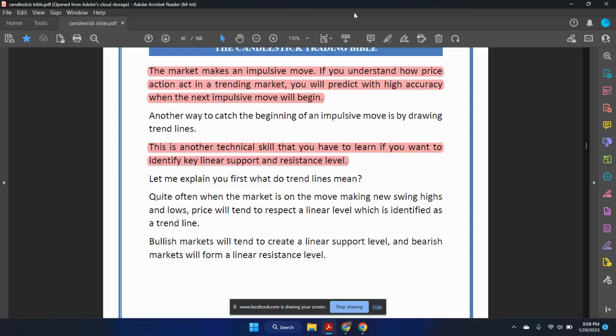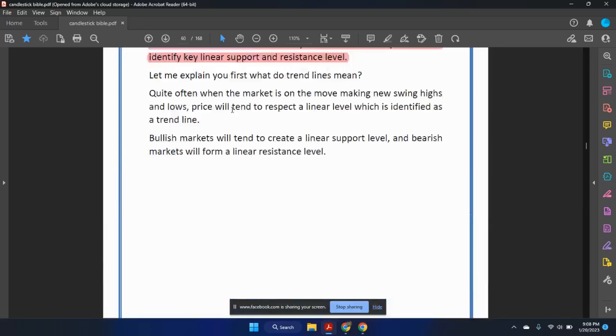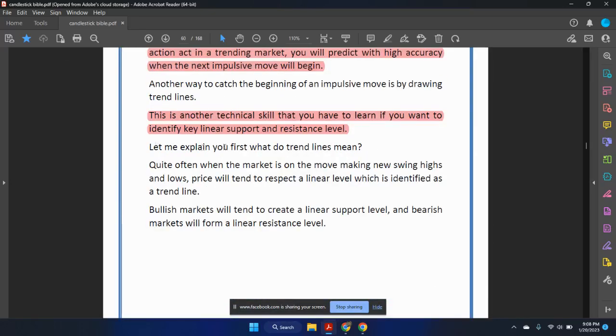It says, let me explain to you first, what do trend lines mean? Let me explain to you first, what do trend lines mean?